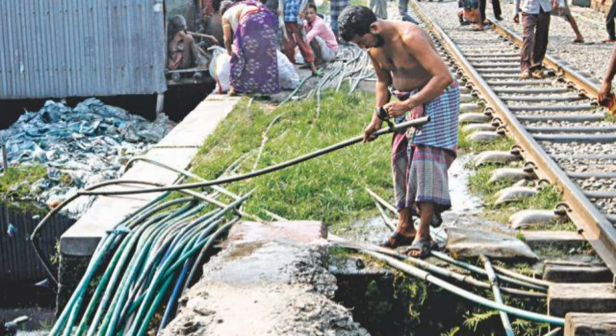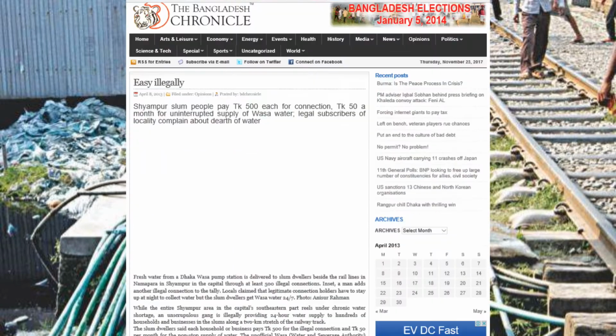But why is the shortage happening? The reason behind this is there is a huge number of illegal connections through the Wasa lines. Suppose a connection is allocated for 100 families, but for the illegal connection, the connection is divided into thousands of lines. That's why every family does not get proper water.